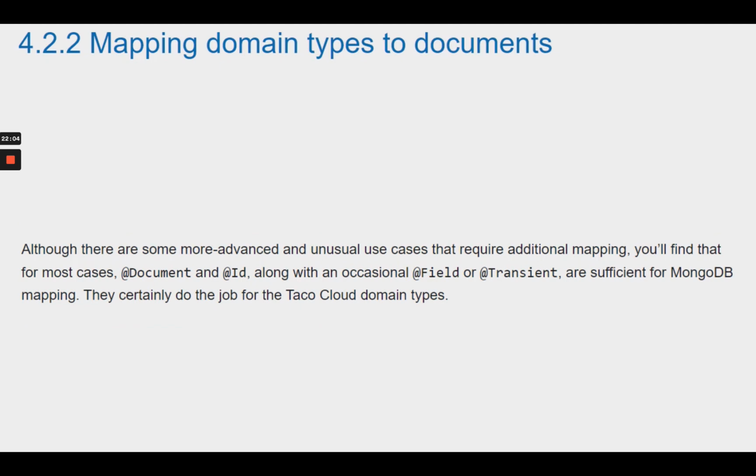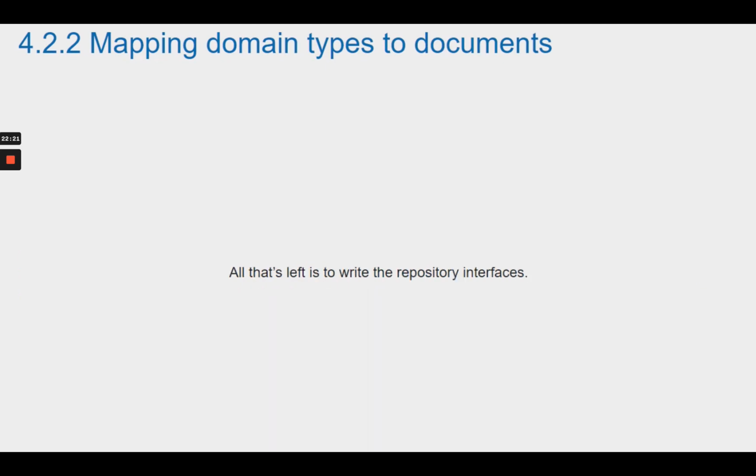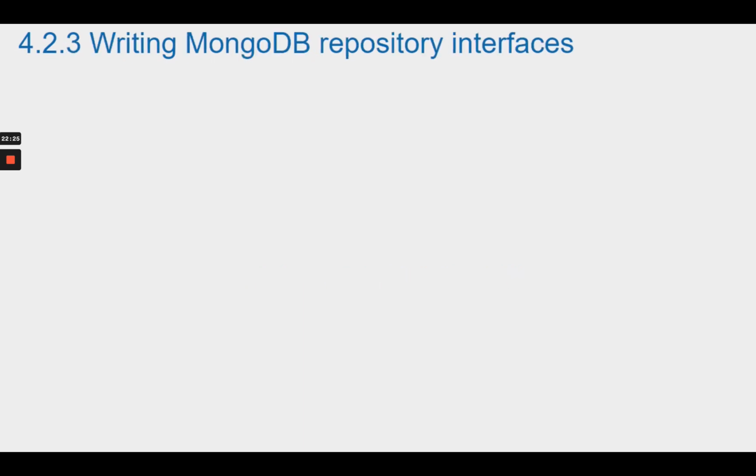Although there are some more advanced and unusual use cases that require additional mapping, you'll find that for most cases, @Document and @Id, along with an occasional @Field or @Transient, are sufficient for MongoDB mapping. They certainly do the job for the Taco Cloud domain types. All that's left is to write the repository interfaces.